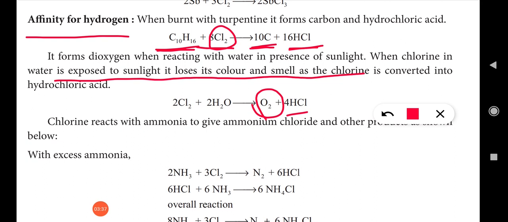So what is the smell of chlorine? Irritating odor, that means pungent odor. The chlorine water loses its yellow color and pungent odor due to the formation of hydrochloric acid in the presence of sunlight. So this is the equation: Cl2 plus H2O gives O2 and hydrochloric acid.